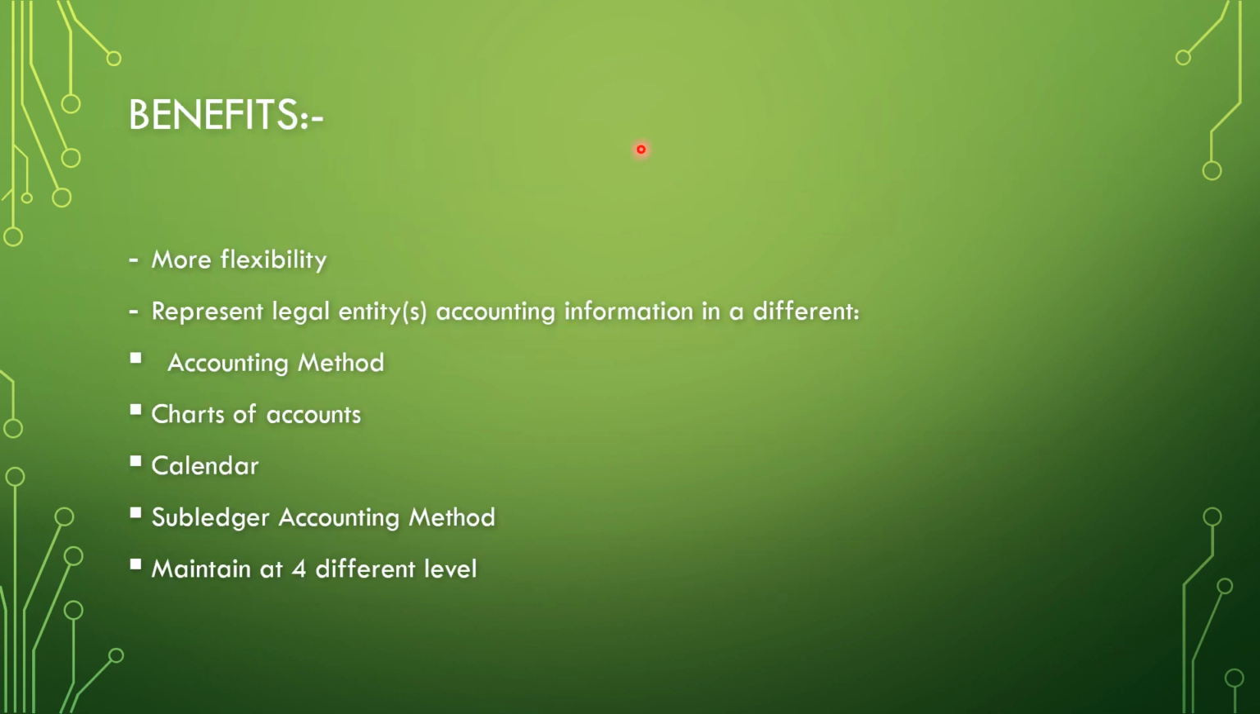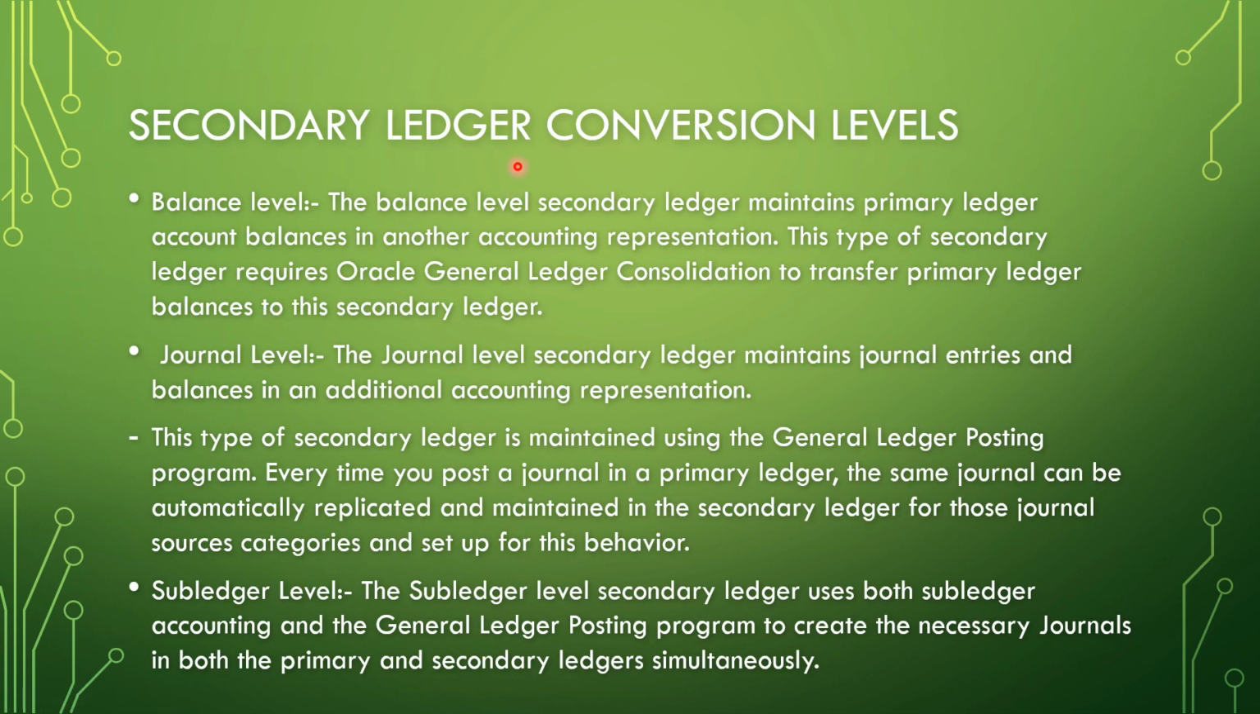The benefits are more flexibility, representing legal entity accounting information with a different accounting method, chart of accounts, calendar, and subledger accounting method. It can be maintained at four different levels. Secondary ledger conversion levels: balance level, journal level, and subledger level.